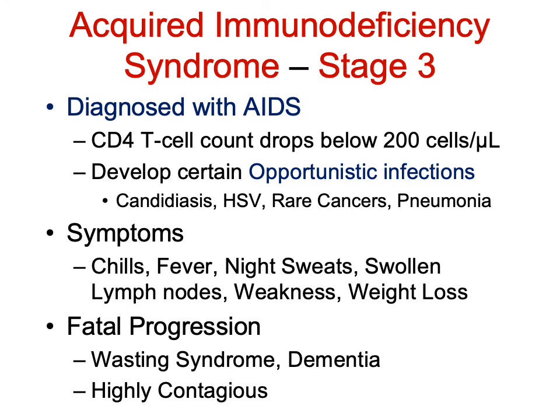Initial symptoms in this stage include chills, high fevers, night sweats, very swollen lymph nodes, weakness, and weight loss. That weight loss can progress to a wasting syndrome, and that is part of the fatal progression. Individuals who have AIDS will also have their nervous systems affected. Their brains will be affected by this infection, and it can lead to dementia. This is a highly contagious stage of the disease. Those who are diagnosed with AIDS are highly contagious during this stage.